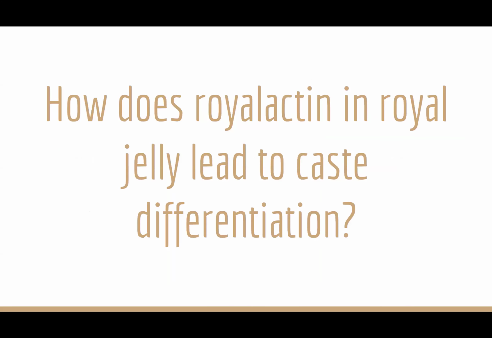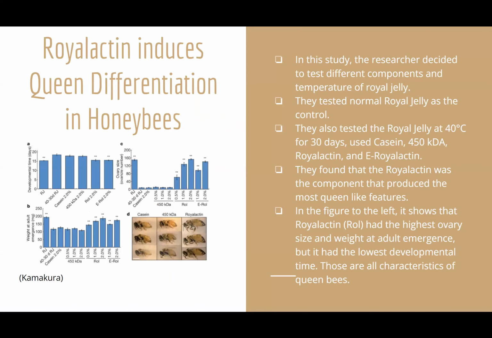So, how do royal actin and royal jelly lead to caste differentiation? Royal actin induces queen differentiation in honeybees. In this study, the researchers decided to test different components and temperatures of royal jelly. They tested normal royal jelly as the control group, and then they tested royal jelly held at 40 degrees Celsius for 30 days, casein, 450 kDa, royal actin, and E-royal actin as the variants.